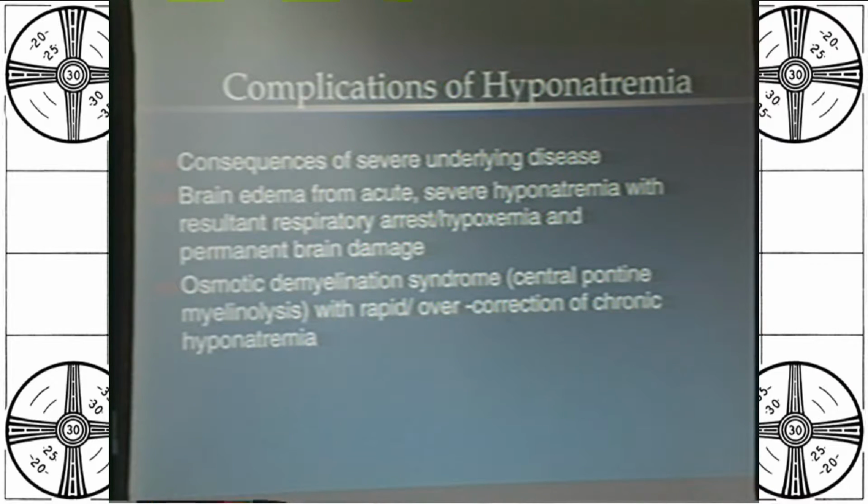Complications of hyponatremia are of 3 types. One is because it's associated with underlying disease that has its own series of consequences. Second, acute severe hyponatremia causes brain edema, swelling. It can cause herniation of the brain with respiratory arrest and permanent brain damage or death. Unfortunately, the converse of that is the osmotic demyelination syndrome, or central pontine myelinolysis, which occurs when you correct hyponatremia. It occurs most commonly when you overcorrect it or correct it too rapidly, but it can happen even when correction has been as properly done as possible.